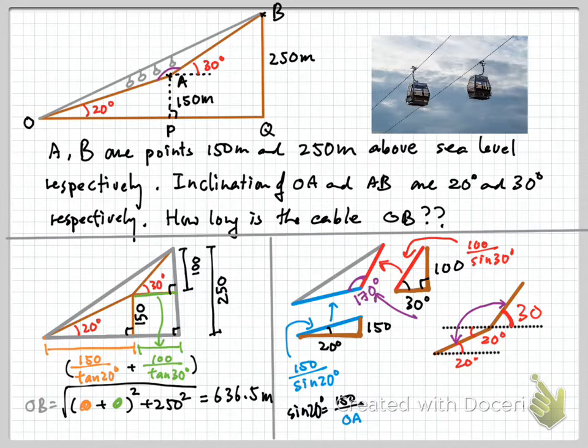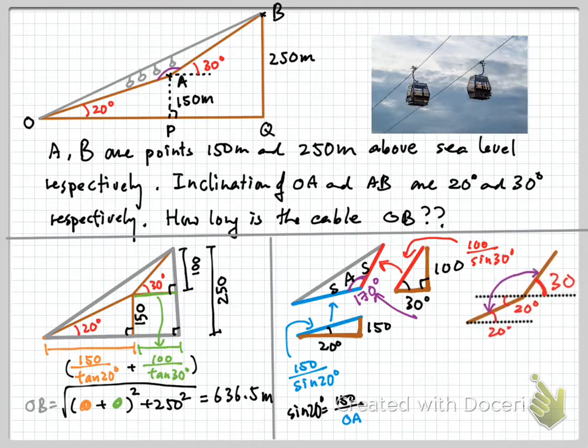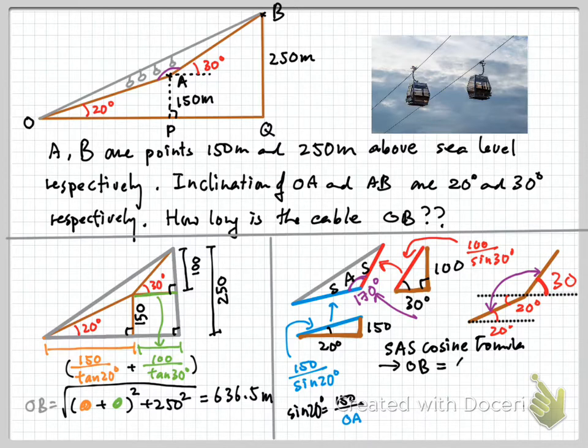So this is a typical SAS situation. We can use the SAS cosine formula to find the distance of OB. You can do it manually, or you can do it with the calculator formula. On your Casio calculator, it is formula 02, remember. It is formula 02 for OB, and I believe the answer goes to the same 636.5 meters to 1 decimal place.